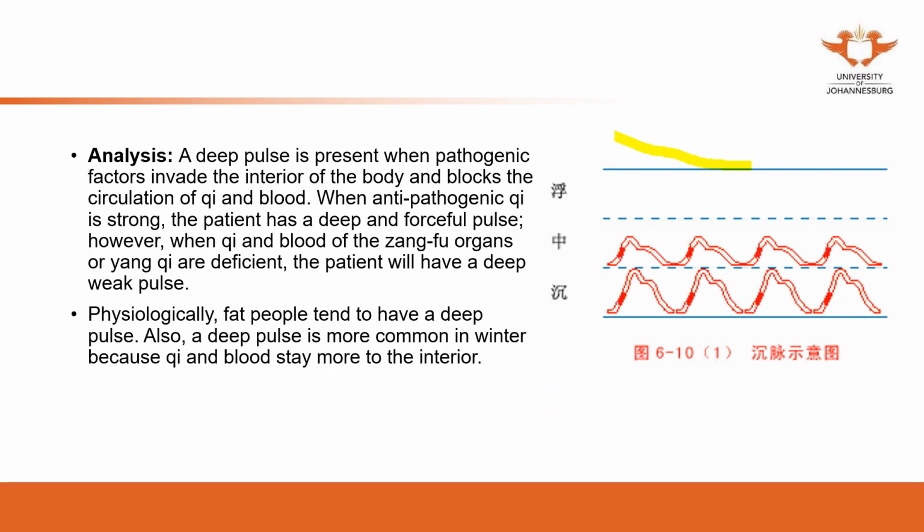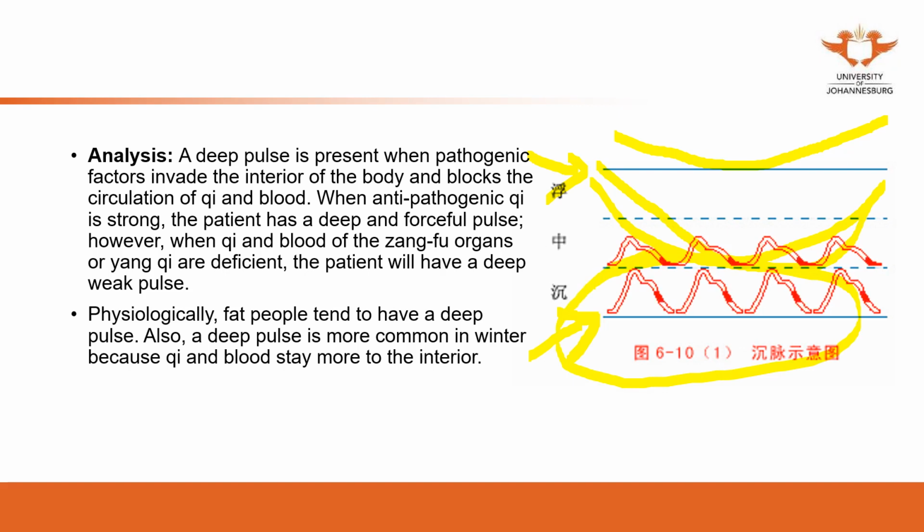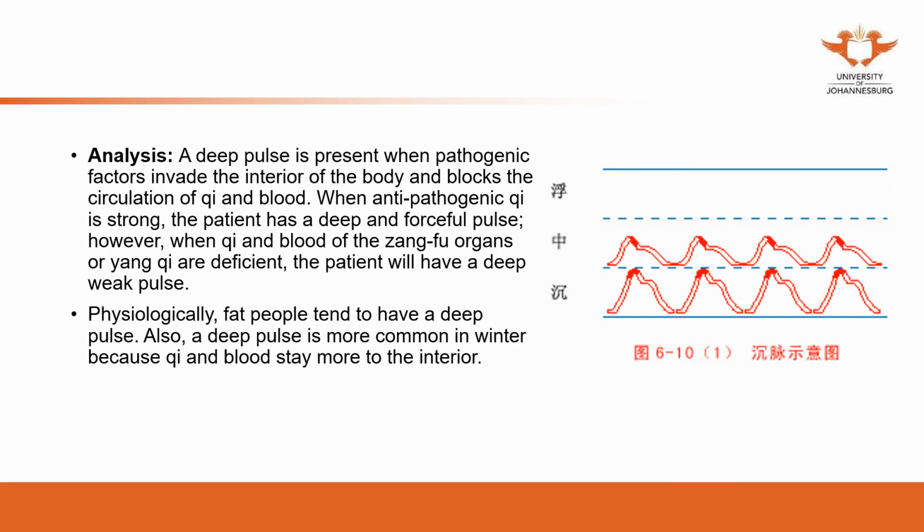From this line, again, when you feel the pulse, you don't feel it superficially; only from the deep area can you feel it. Similar to the floating pulse being superficial, the opposite of the superficial is the interior. So a deep pulse indicates an interior pattern, something that stays inside. When you feel it's weak or strong, if it's weak, it indicates interior deficiency. If it's very strong, it indicates interior excess. That's because when the feeling is very strong, it indicates the antipathogenic qi is fighting with the pathogenic qi, and that becomes very strong.